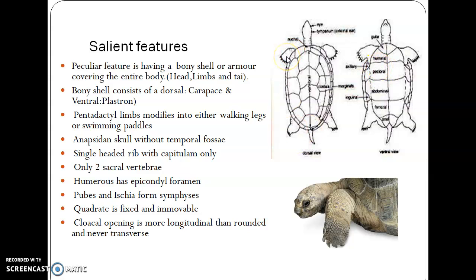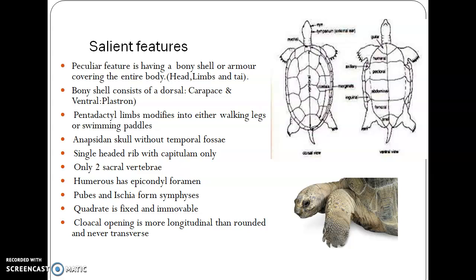Then come the limbs. They generally have pentadactyl limbs, in the sense that the forelimbs as well as the hind limbs are provided with 5 digits. And these pentadactyl limbs are modified into either walking legs or swimming paddles. I told you that they are adapted to live in both terrestrial as well as aquatic environments. So for life in a terrestrial habitat, these pentadactyl limbs are modified into walking legs, and for an aquatic life, these limbs are modified into swimming paddles for swimming.